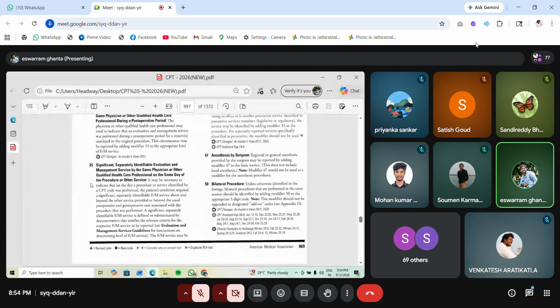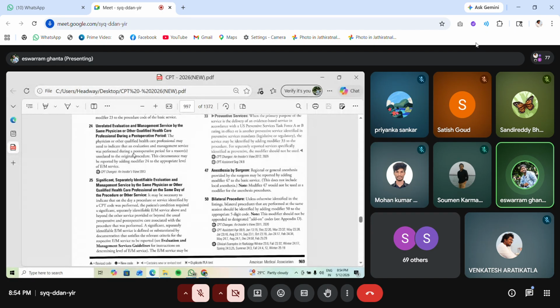Yes, available only. So coming to the 25, it is also one of the commonly used modifiers. For emergency department persons, it is a very important modifier. It means a significant, separately identifiable evaluation and management service by the same physician or other qualified healthcare professional on the same day of the procedure or service. I will explain with one example. Just wait.